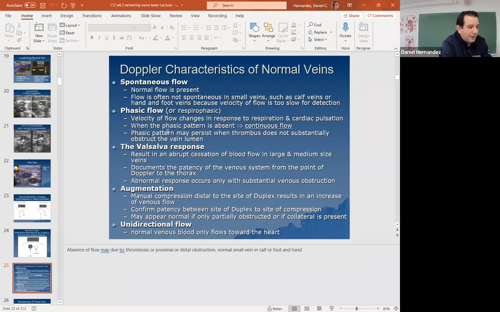Just remember that a phasic pattern may sometimes persist even if a thrombus is present, because that thrombus could potentially be partially occlusive and not blocking that entire vessel lumen. With Valsalva, we should have an abrupt cessation of blood flow and then a dilatation of the vessels. This helps to document the patency of the venous system from the point of Doppler to the thorax.